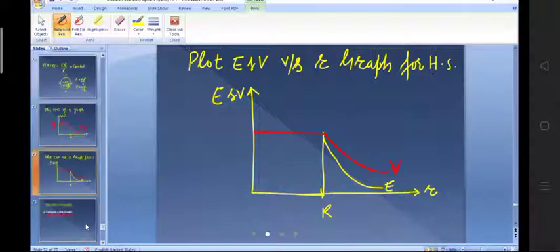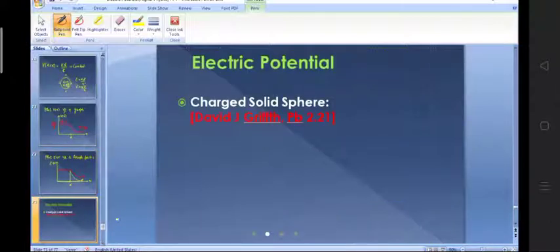Now let's move to another example, and that is like this. It is from David Griffiths, problem number 2.21 in the 8th edition. It's a charged solid sphere, and we are supposed to calculate the electrostatic potential both inside as well as outside. Let me keep this as a home assignment for you, and I'm sure you must be able to calculate it.